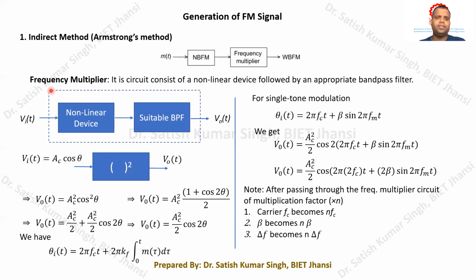So within the frequency multiplier, if somewhere it is written that we are having a frequency multiplier circuit, then this circuit reflects these two components. First is a non-linear device, and then it is followed by a suitable band pass filter. So how it works, that we have to understand.